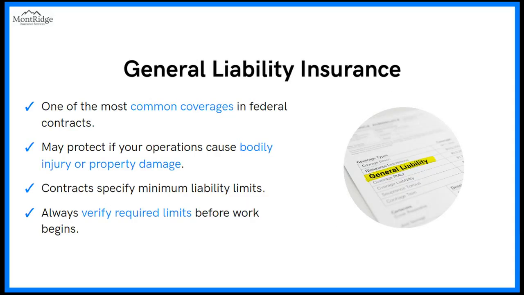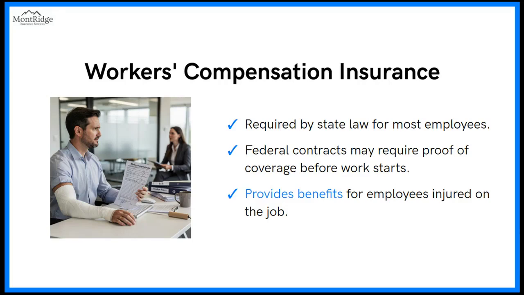General liability insurance, one of the most common coverages in federal contracts, may protect you if your operations cause bodily injury or property damage. Contracts specify minimum liability limits. Always verify required limits before work begins. Workers' compensation insurance is required by state law for most employees. Federal contracts may require proof of coverage before work starts. It provides benefits for employees injured on the job.